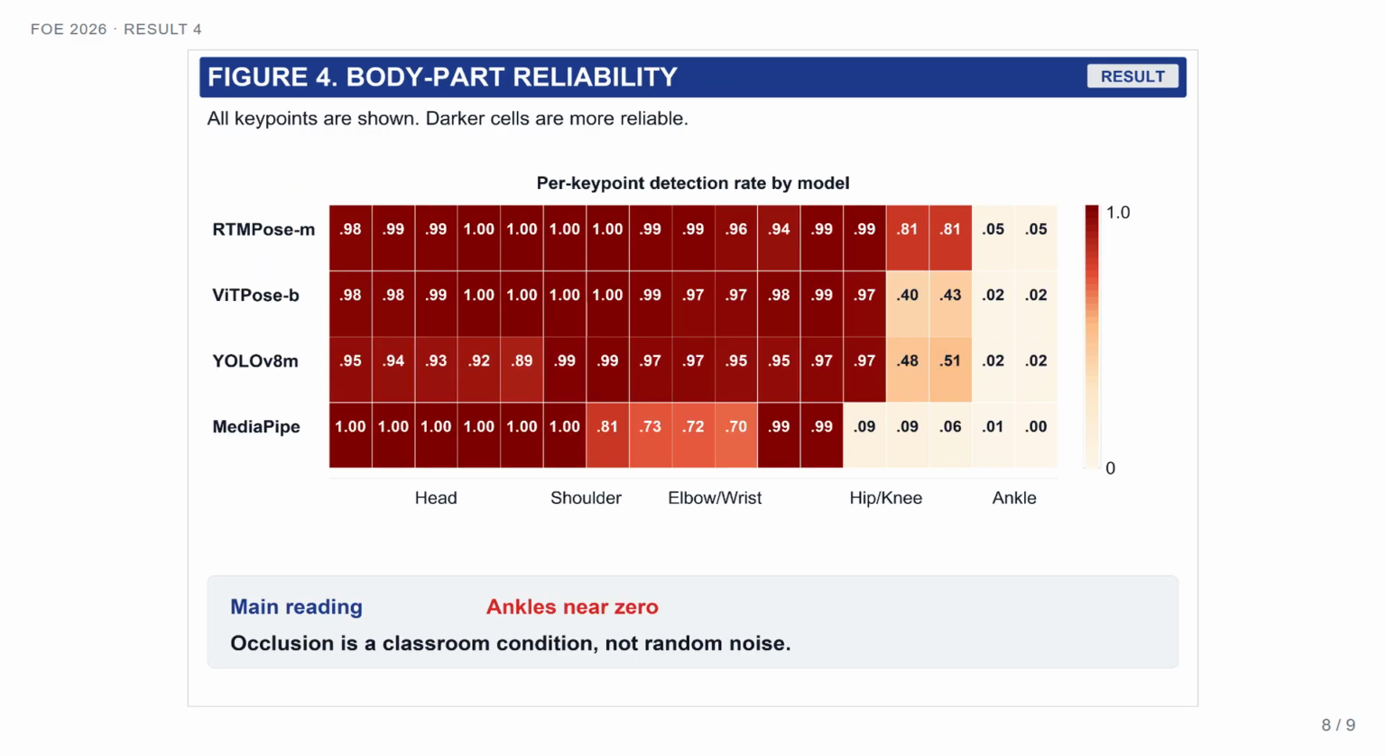The last result looks inside the body. Darker cells mean more reliable key points. When the rectangle hides the lower body, a clear pattern emerges. Upper body points: head, shoulder, elbow, wrist stay mostly usable, but ankle falls to near zero across all four models. So this is a classroom condition, not a model error.